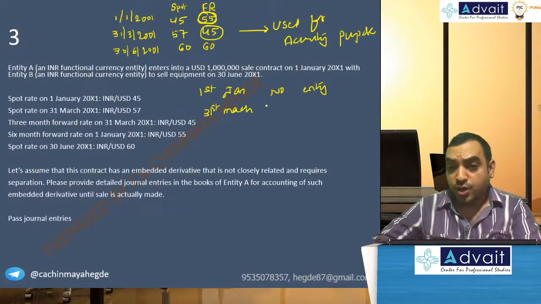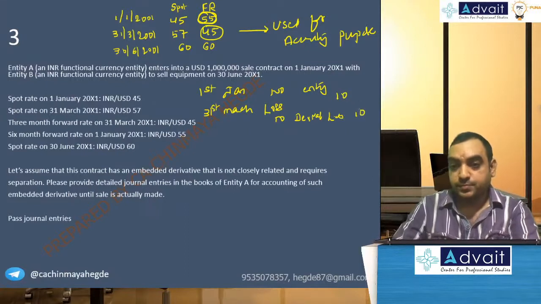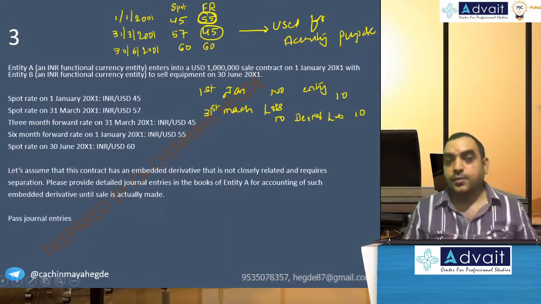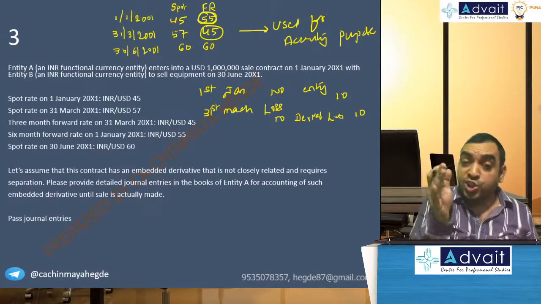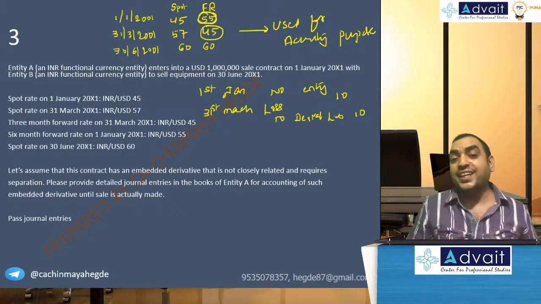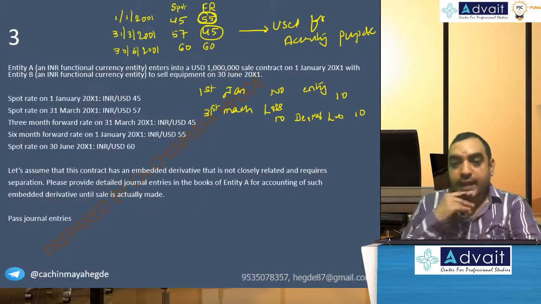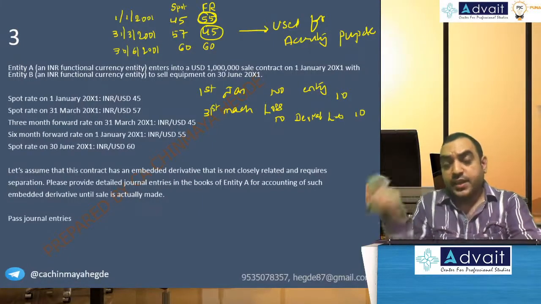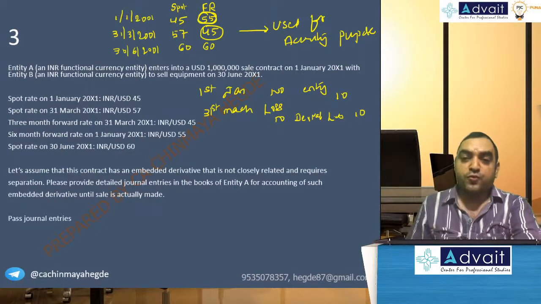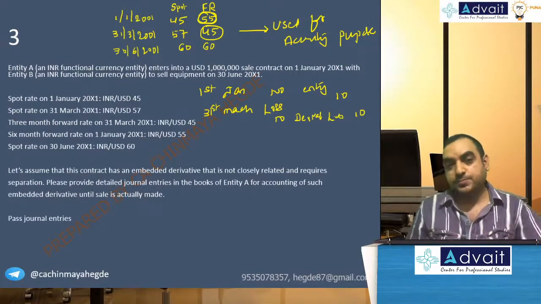The entry will be loss account debit to derivative liability, 10 rupees is the loss. Because you have notionally entered into a contract to buy at 55 rupees and in the market it is only 45 rupees, so you have to book a loss.